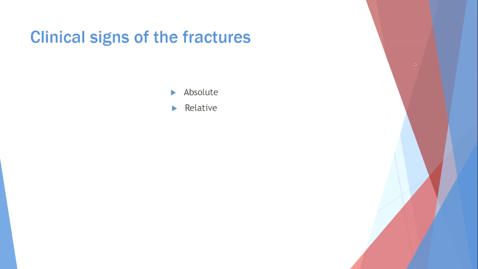We have two major groups of the signs of the fractures: absolute and relative signs. What does it mean? Absolute signs are the signs which occur only in case of the bone fractures. And relative signs are the signs which can occur in case of the fractures, but in other conditions too.